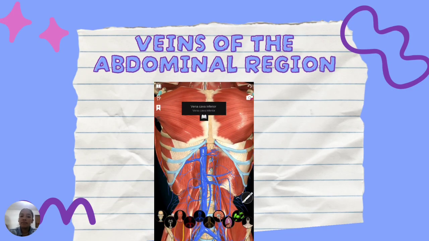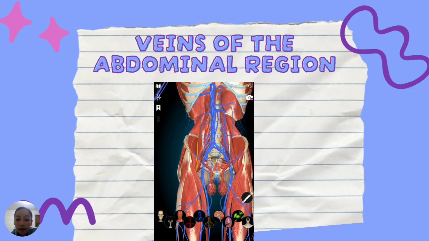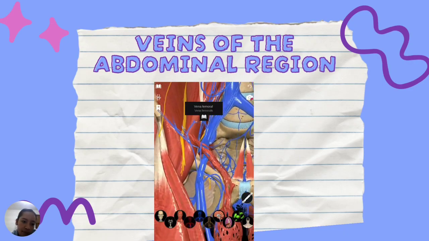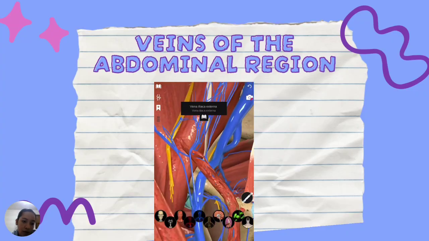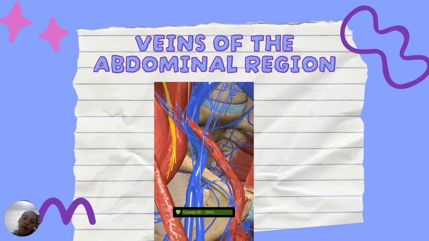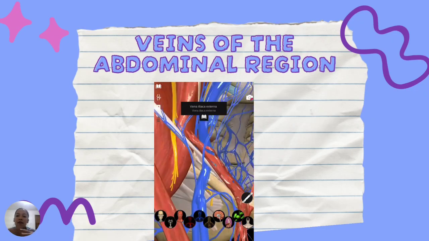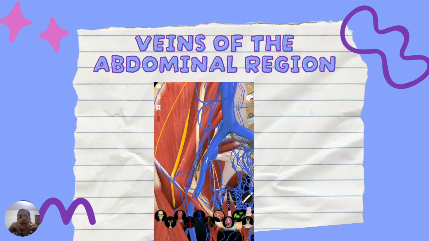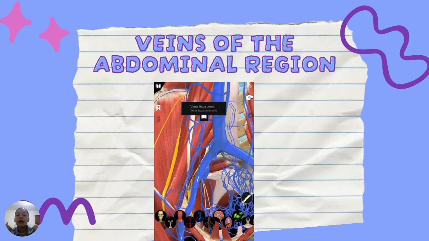The veins of the abdominal region. Let's begin with the veins. The venous blood from the abdomen travels into a large blue highway, the inferior vena cava. That is this one, the big one. The femoral vein, which comes up from the leg, becomes the external iliac vein, and it passes under the inguinal ligament. That is a triangle. The external iliac vein then joins with the internal iliac vein, which is posterior, to form the common iliac vein.